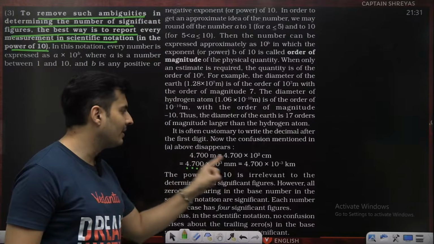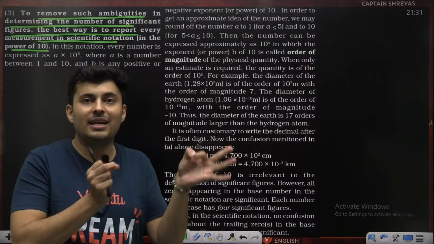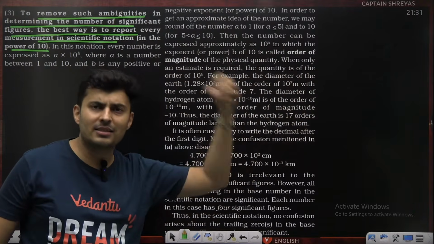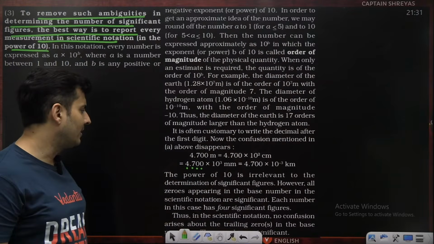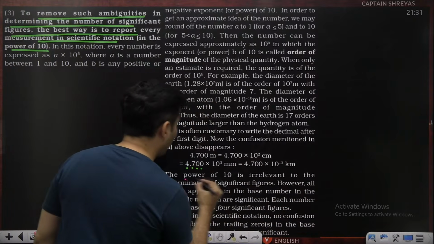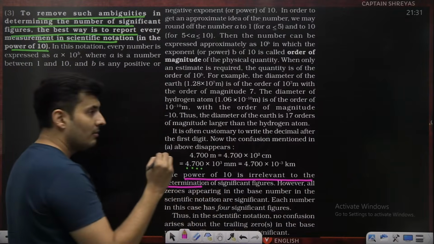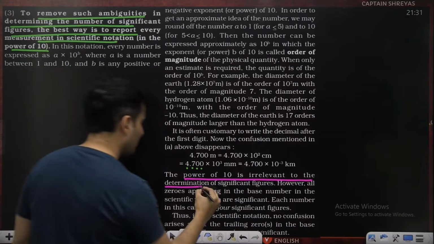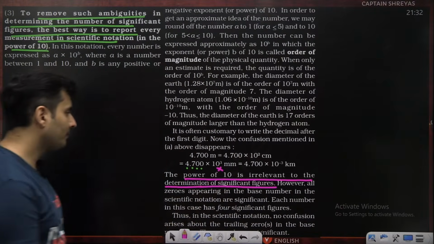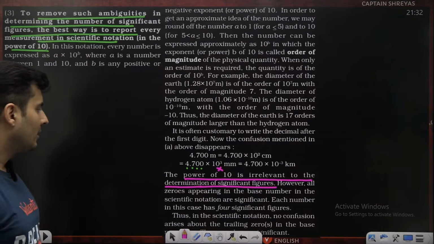This is called scientific notation, where you express it as powers of 10: 10 raised to 3, 10 raised to 2, 10 raised to 7, 10 raised to minus 6, 10 raised to minus 9, etc. Remember one thing, the power of 10 is irrelevant to the measurement in terms of significant figures. So significant figures do not get affected by the powers of 10. Okay, I hope this is absolutely clear.